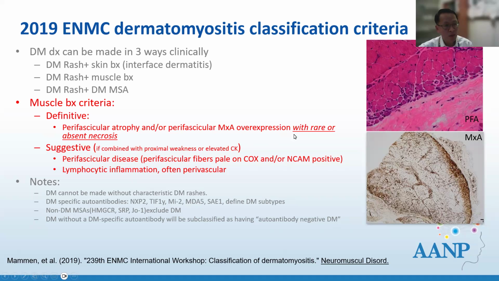And so I want to point your attention to the qualifying phrase "with rare or absent necrosis." So at the time, presence of necrosis in this perifascicular region or elsewhere was considered a feature that argues against dermatomyositis. As you'll see along this talk, it's no longer true.